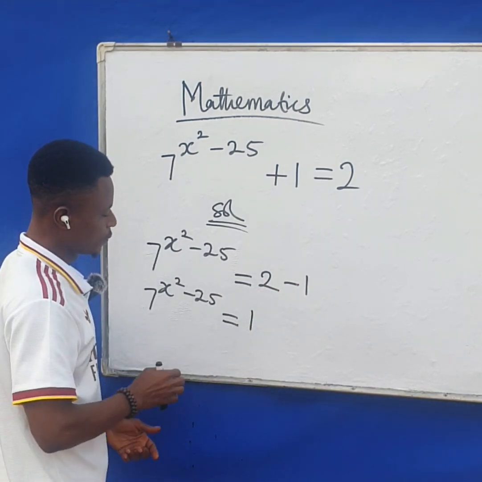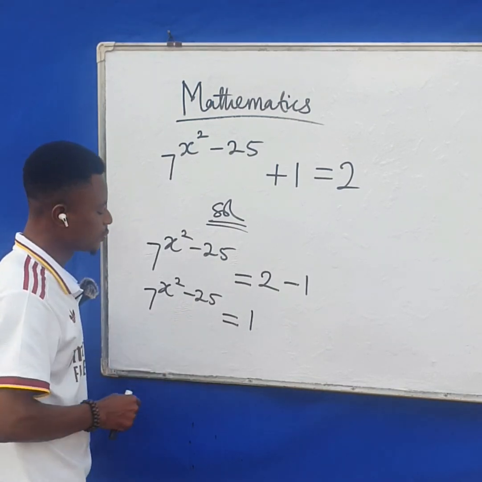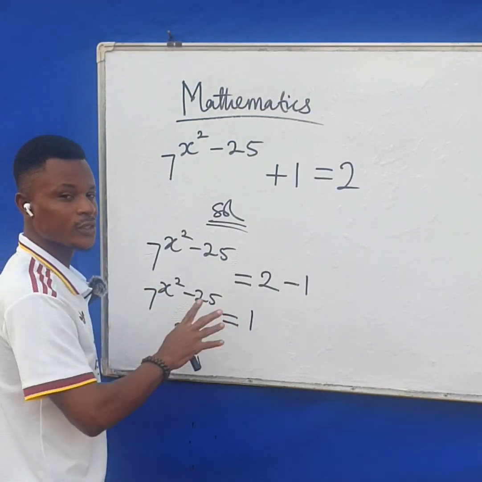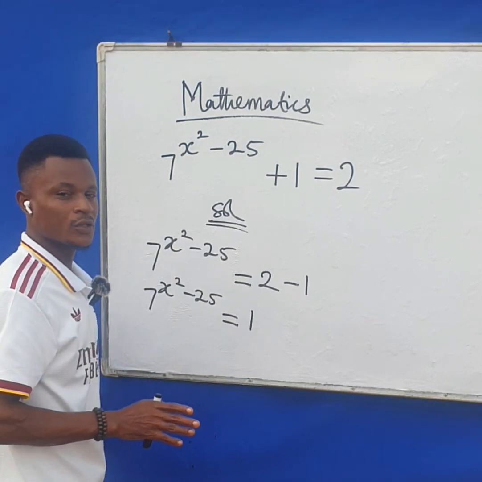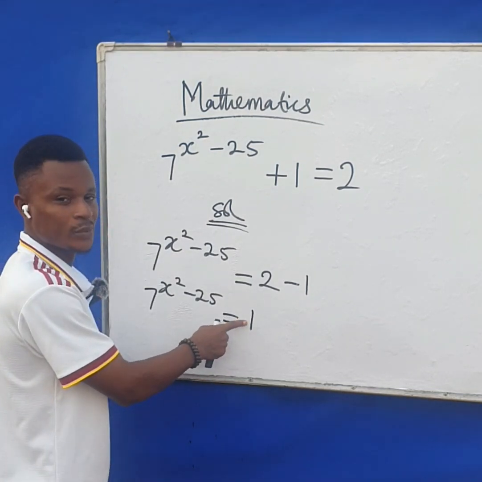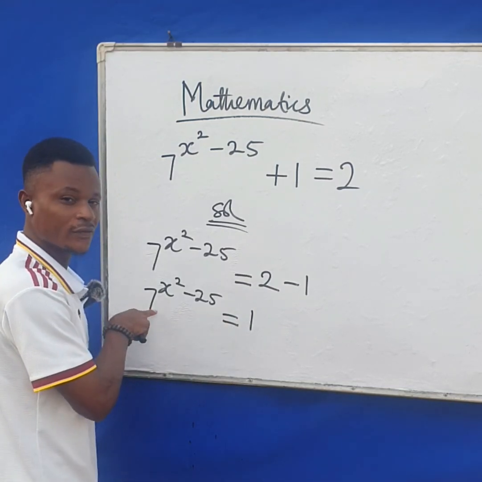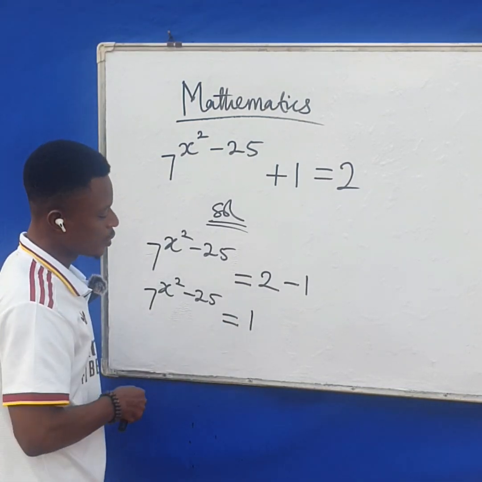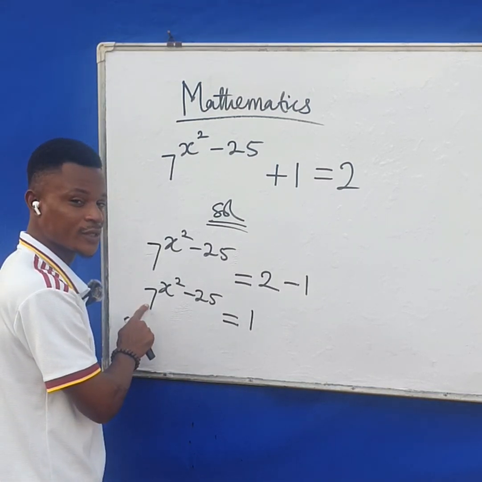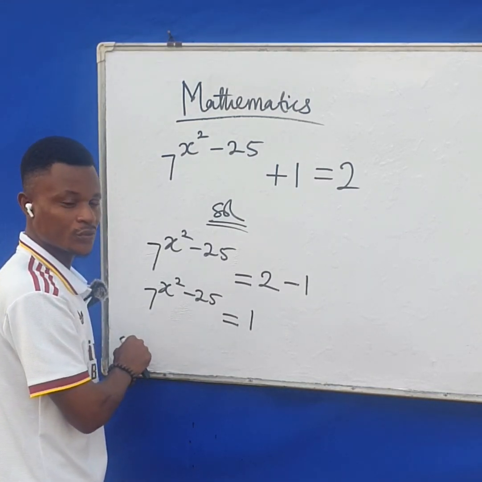Now, if you look at this equation now, you will see that the left-hand side is in exponential form, while the right-hand side is not in exponential form. So our next step is to make sure that this right-hand side is also in exponential form in the same base with this left-hand side. So how do we write this right-hand side so that it will be in exponential form in the same base with the left-hand side? It's very easy. Let me show you what to do.